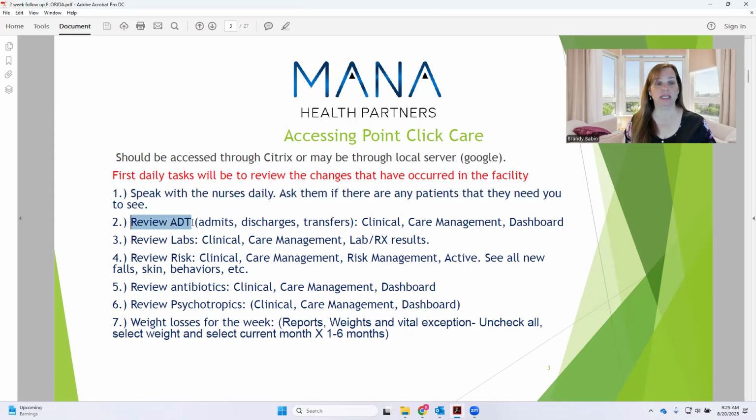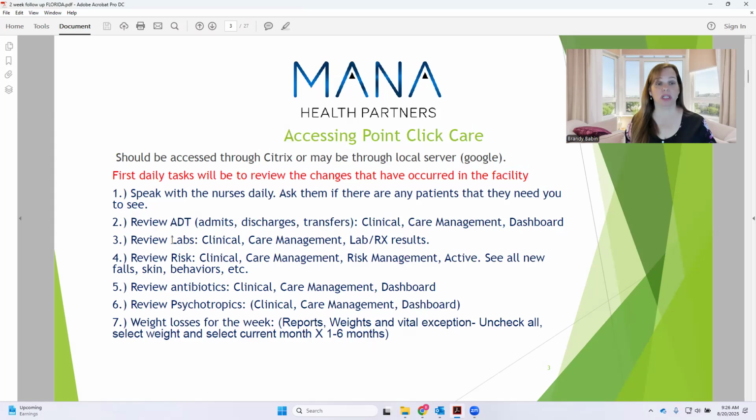You're going to review ADT, your admits, discharges, and transfers. And I'm going to explain each of these sections, but these are the areas that I want you to hit, and I've walked you through how to do that. So for example, admits, discharges, and transfers, you're going to go under the clinical tab, under the care management tab, and under the dashboard. And usually it's about halfway down, although everyone's desktop may look different. So it may not be halfway down, but you're going to be under the dashboard and you're going to specifically be looking for admits, discharges, and transfers.